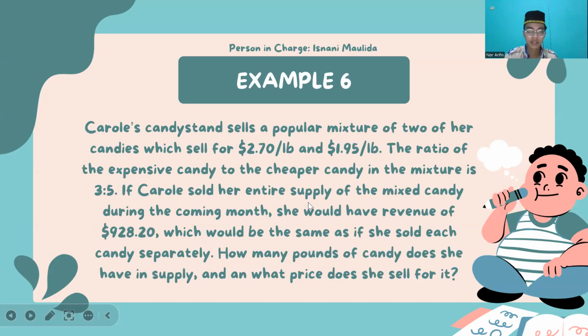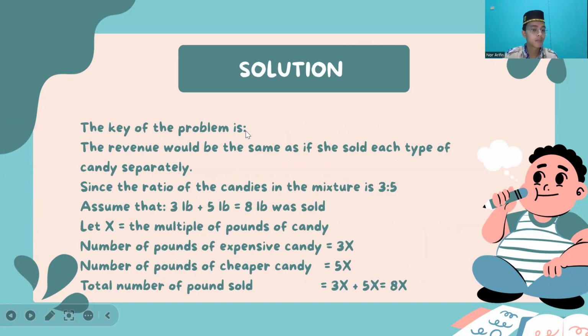The solution is: the key of the problem is that the revenue will be the same as if she sold each type of candy separately, since the ratio of the candies in the mixture is 3 to 5. Assume 3 lb plus 5 lb is 8 lb was sold. Let X be the multiple of pounds of candy. The number of pounds of expensive candy is 3X. The number of pounds of cheaper candy is 5X. The total number of pounds sold is 3X plus 5X, which is 8X.